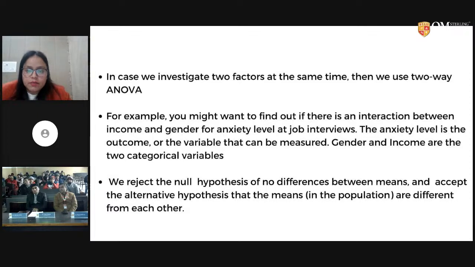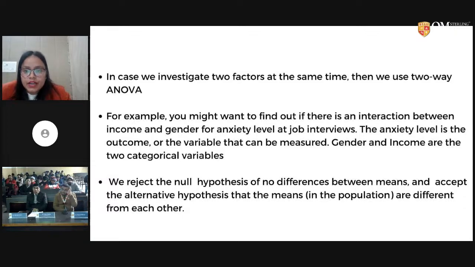So gender can be categorized into male and female, and income will be ordinal, where we will be having three levels of income: 0 to 1 lakh, 1 lakh to 2 lakh, and 2 lakh to 3 lakh. So we'll be categorizing the income as well. Here also, ANOVA works on the basis of mean, and here also we want to test the hypothesis.